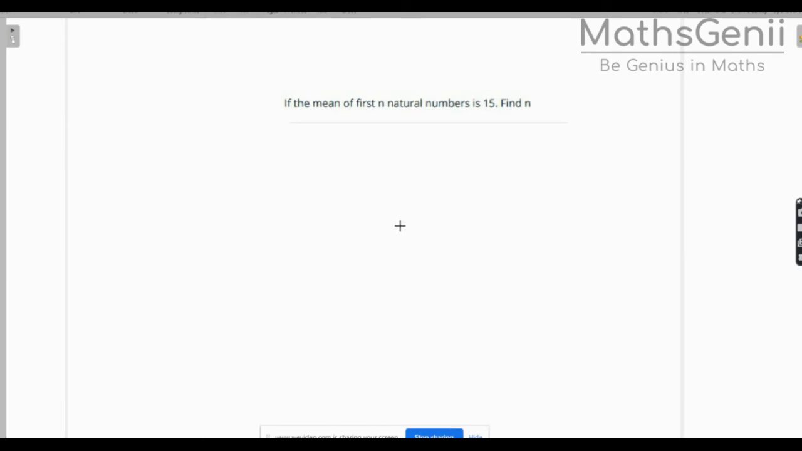Now let's look at a question which has appeared from the chapter AP. This is a question from 2019. The question says, if the mean of the first n natural numbers is 15, find what n is. For this you will have to know two formulas. First, what is the formula of mean? Mean is the sum, meaning the addition of all the elements, upon the total number.